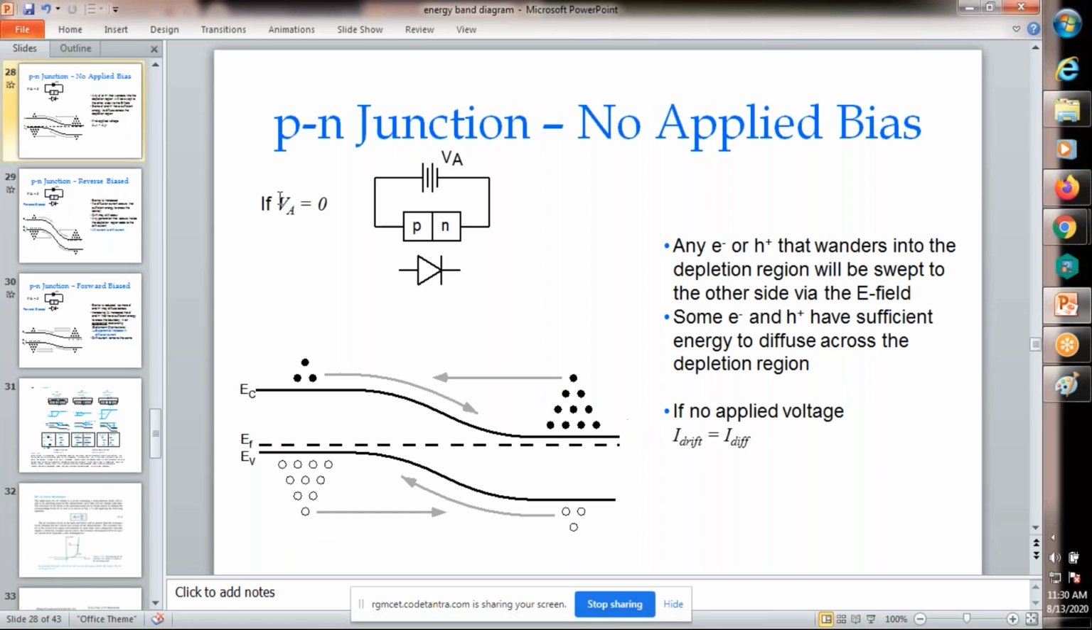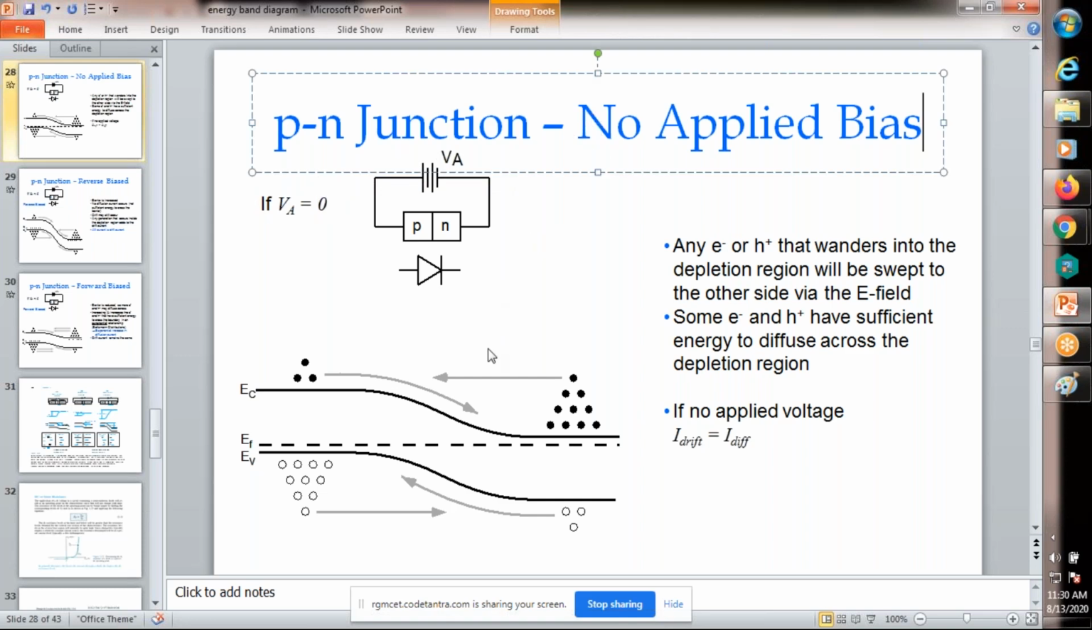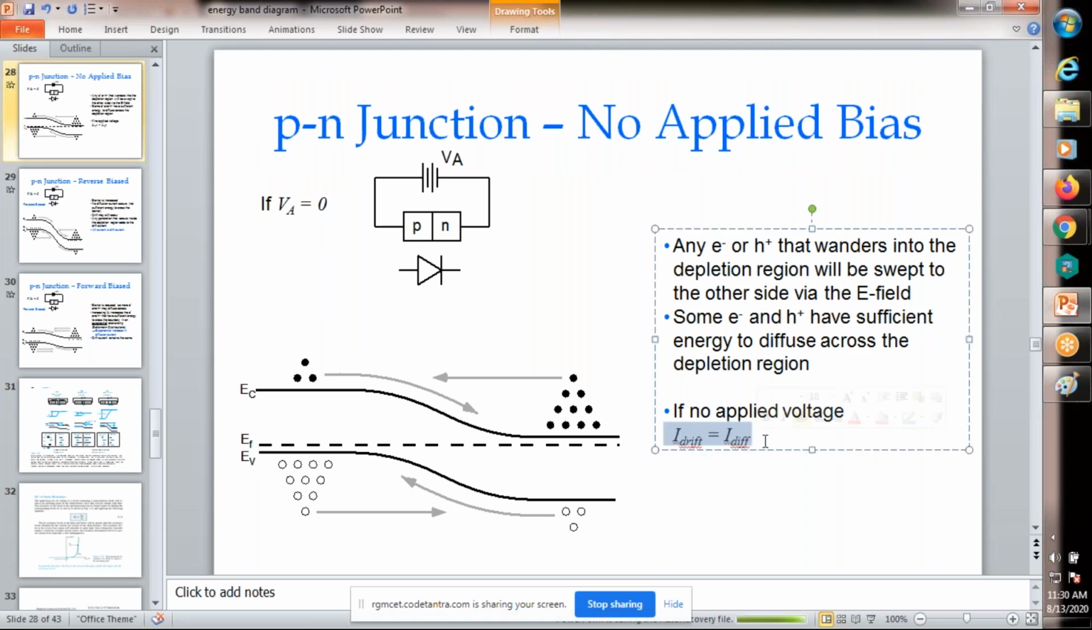This is in detail. Whenever no bias is applied, that is VA equal to 0, it is the equilibrium condition. No bias applied means equilibrium condition. What happens here? Drift current is equal to diffusion current. If there is no applied voltage, only a transient current flows through the PN junction, at the middle of the junction. This is due to diffusion, and this is due to drift. Finally, drift current is equal to diffusion current.